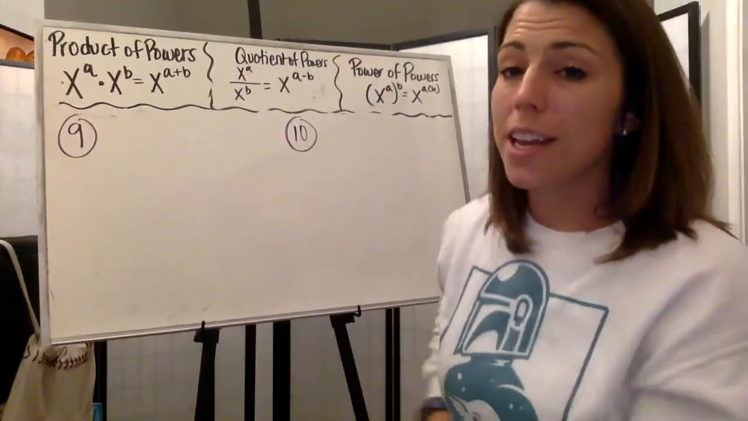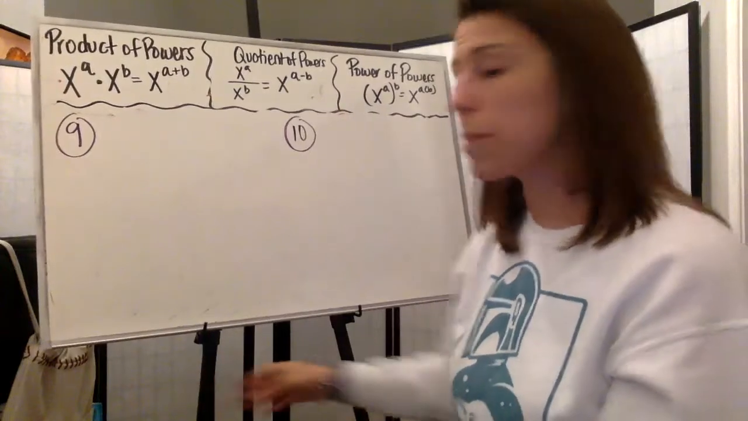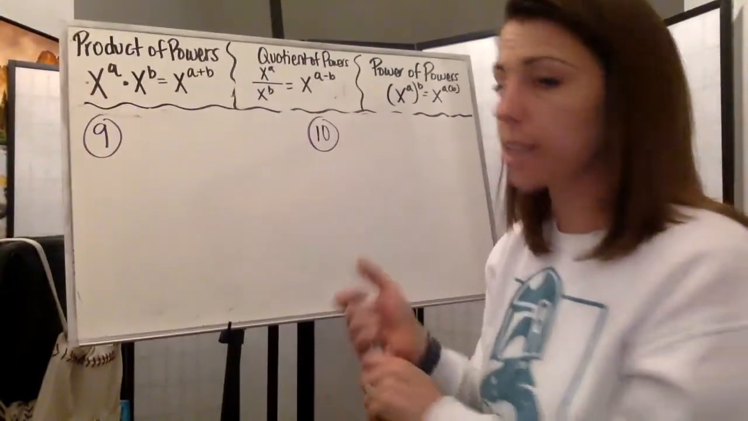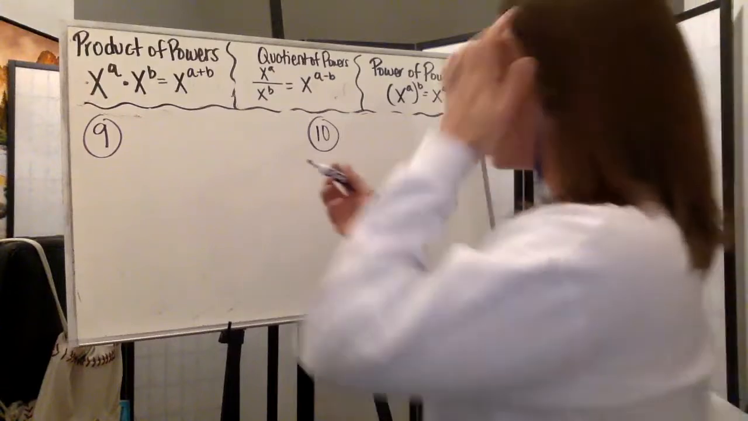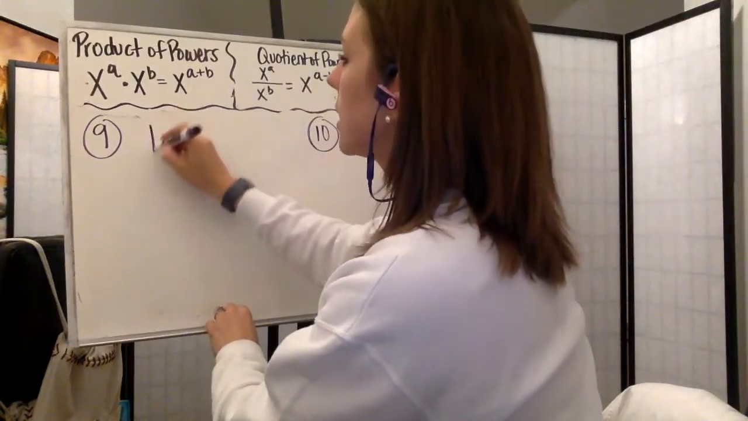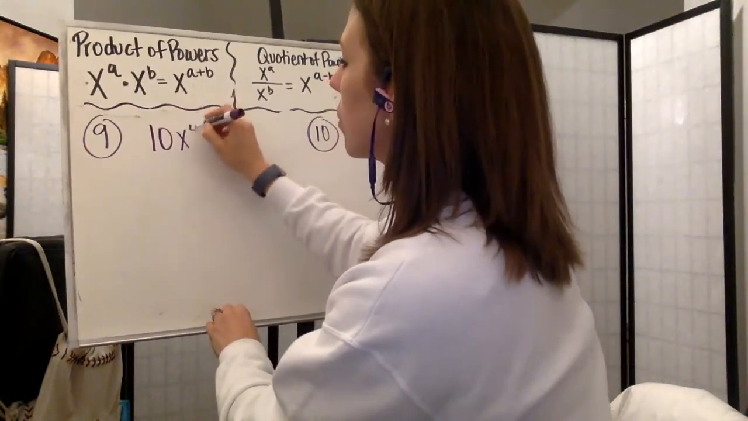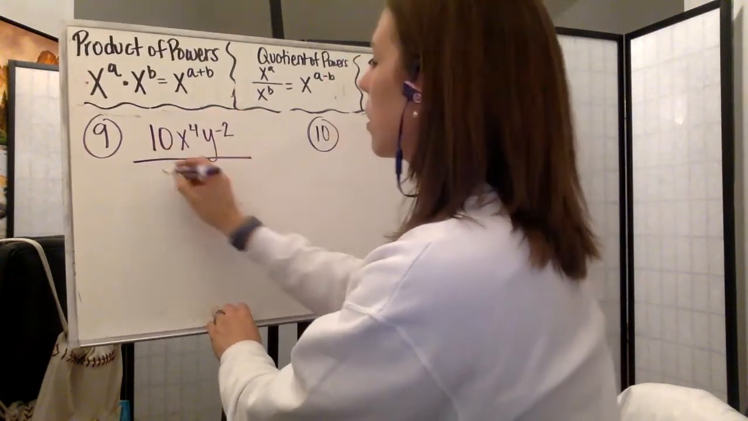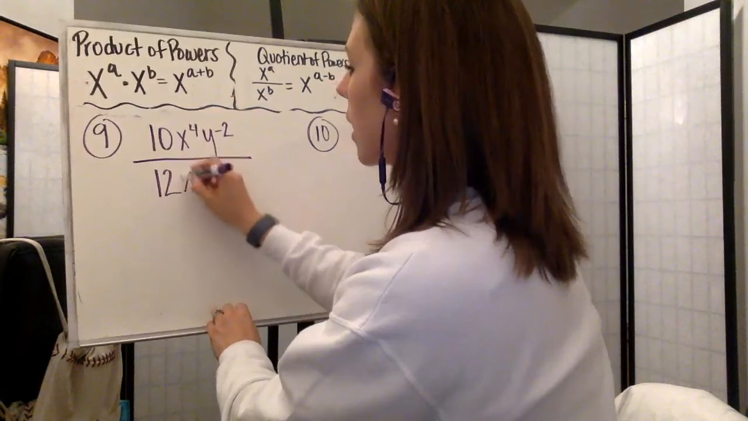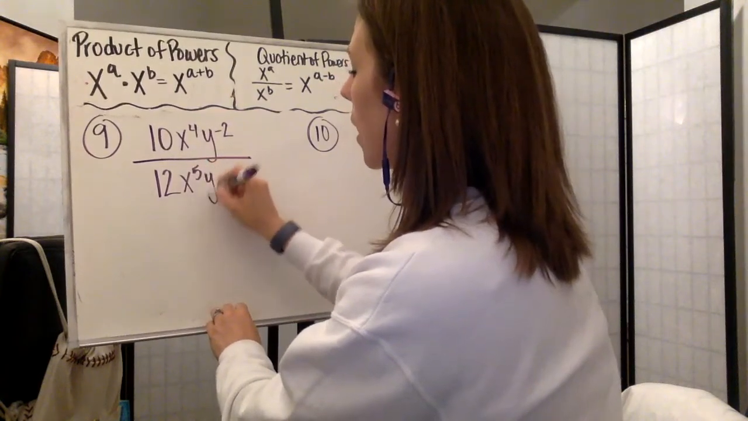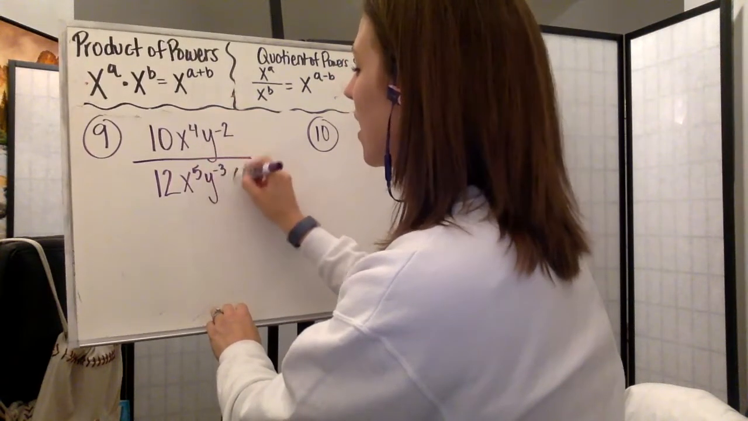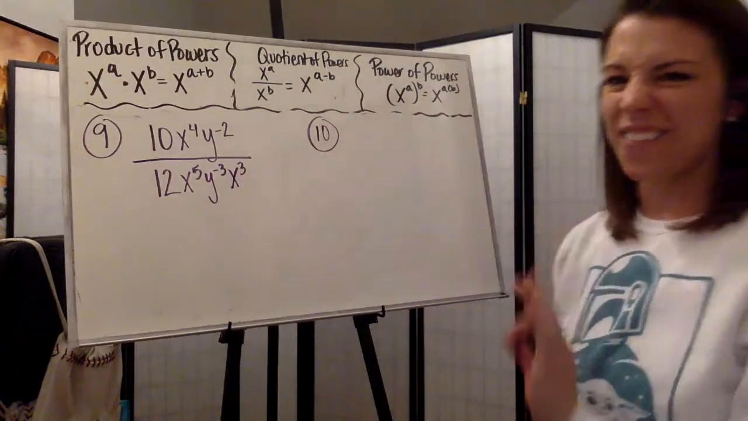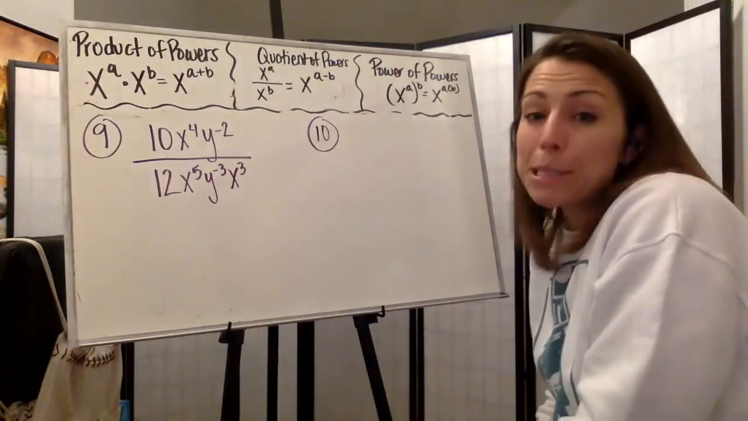All right, here we go. Now, just a warning, these ones are definitely going to be more complex. They're going to have a lot more steps for you to do, but we're going to treat the steps the exact same way as before. So here we go, number 9. Let's do 10x to the 4th, y to the negative 2 over 12x to the 5th, y to the negative 3rd, x to the 3rd. Ooh, I like that one. I like that one a lot. Sorry, that's a little mean.